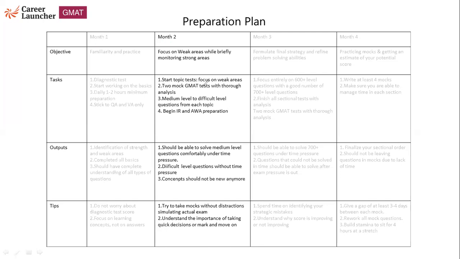Focus on the weaker areas. Let's say my weaker area comes out to be verbal. So I'll invest 60-70% of my time on a daily basis on verbal and 30-40% on quant. That's how you should distribute your time along your weaker areas.